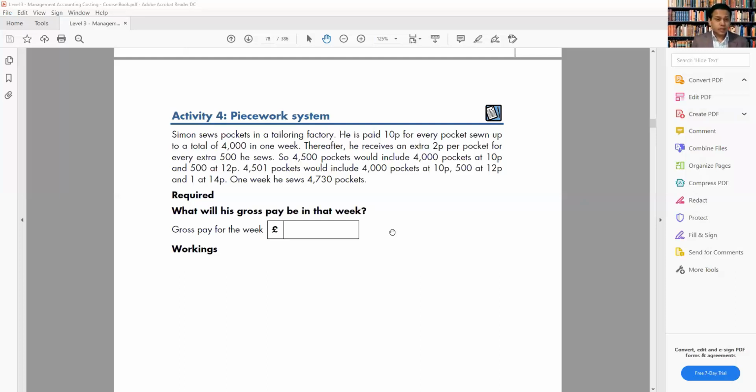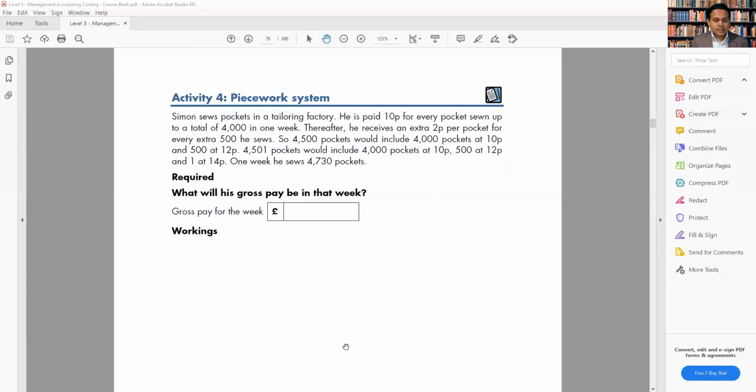Let's try to calculate the gross pay for the piecework system. The question here is saying piecework system, not hourly based. Simon sews pockets in a tailoring factory. He is paid 10p for every pocket up to 4,000 a week. So if he can make up to 4,000, per pocket is 10 pence.